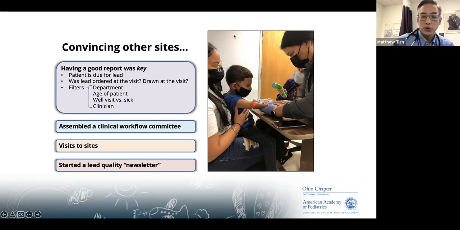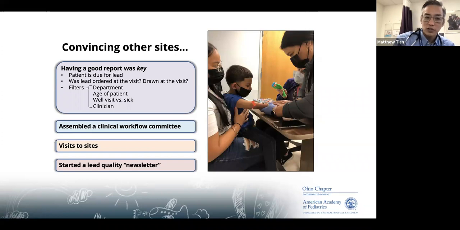What we did was we could see for all the visits to a particular site, we could audit the patient's health maintenance status at the time of their visit. Were they due for lead at that time? The other hat that I wear for our health system is in informatics. So I realized looking at our electronic health record that it did keep track of whether the patient was due for lead at the time of the visit. And I could look backwards in time to see for each particular visit, was the patient due for lead?